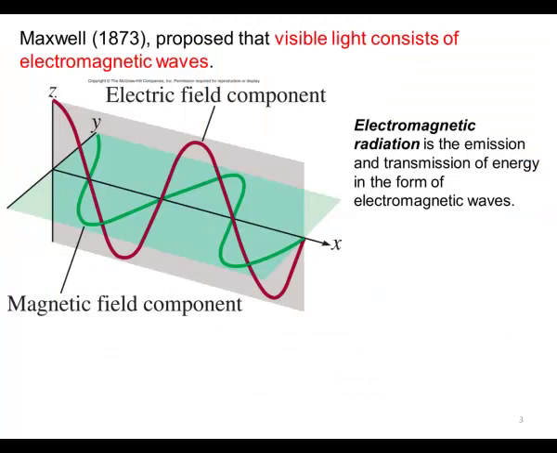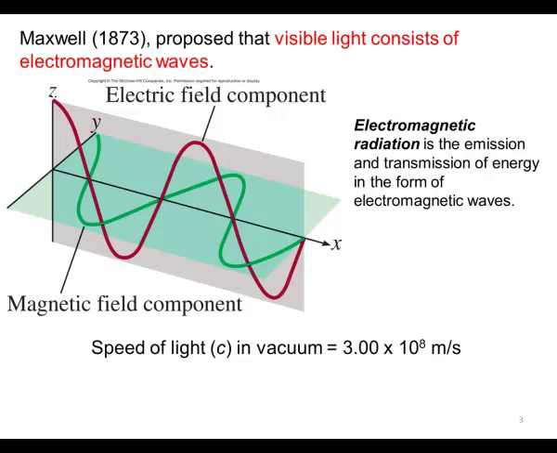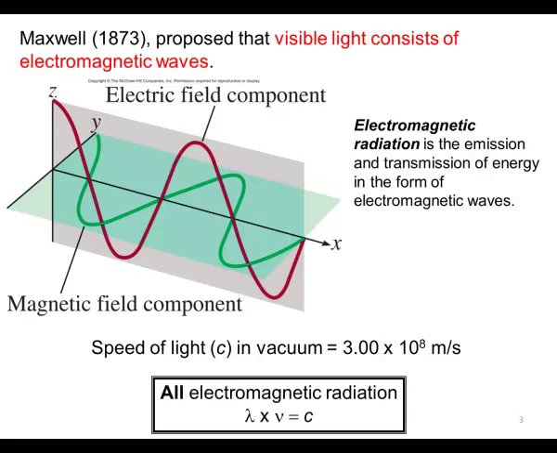Maxwell proposed that visible light consists of electromagnetic waves. There is an electric field component and a magnetic field component. These are perpendicular to one another. The speed of light in a vacuum is 3 times 10 to the 8th meters per second. All electromagnetic radiation follows the formula wavelength lambda times the frequency nu equals the speed of light.